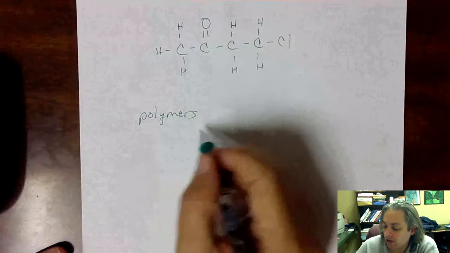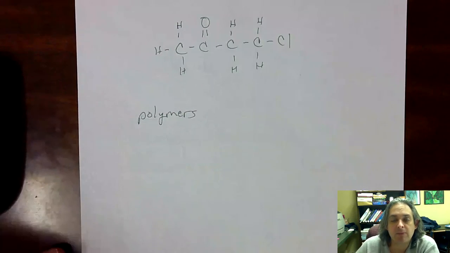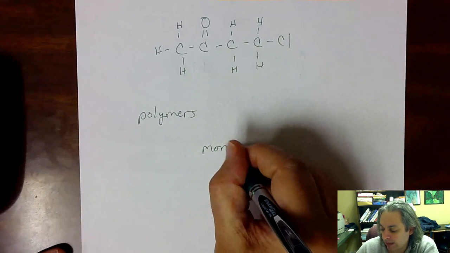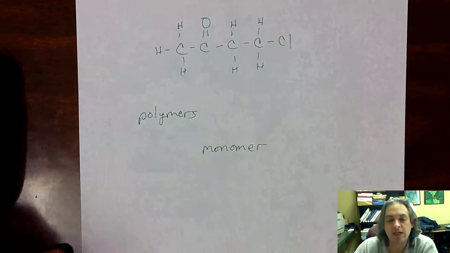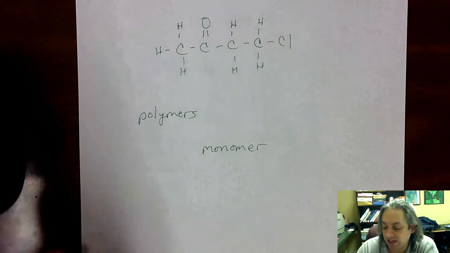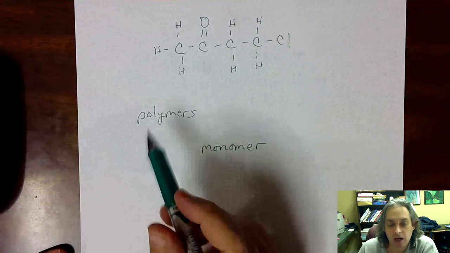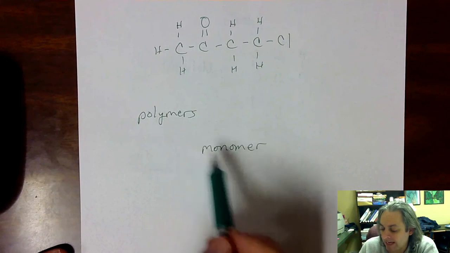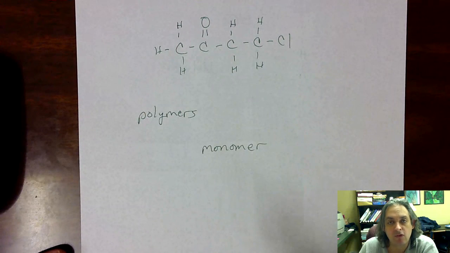A polymer is simply made up of repeating units of the same thing, and that same thing is what we call a monomer. Whenever you have a repeating unit of the same thing going over and over and over again, that is what we call a polymer. Remember, the prefix poly means many, so we have many repeating units for polymers.